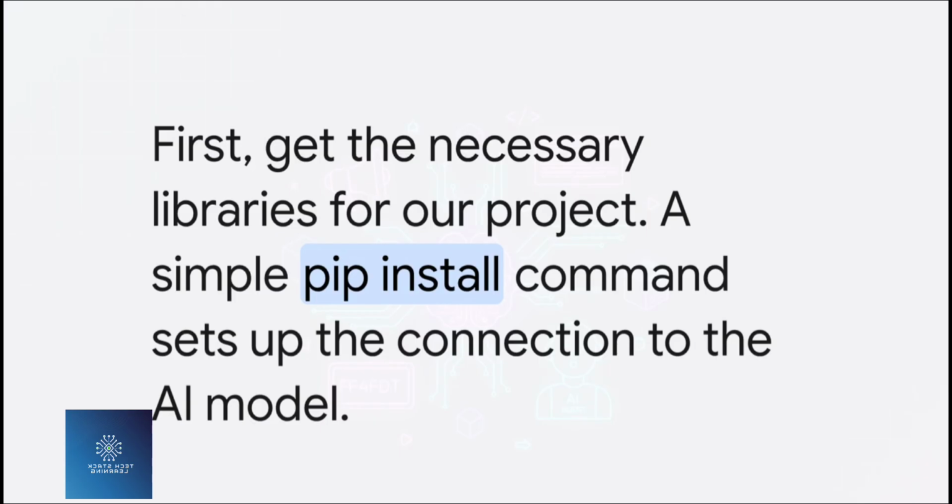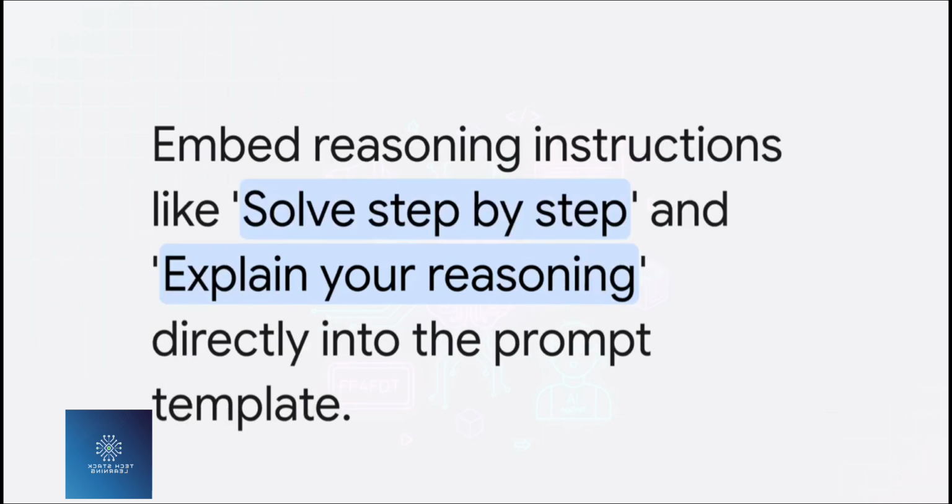All right, first step is always getting the right tools. All you got to do is pop open your terminal and run a quick command. Pip install LangChain OpenAI. That's it. This just pulls down the 2 key libraries we need to connect our code to the AI model. Super easy. Now for the really important bit.